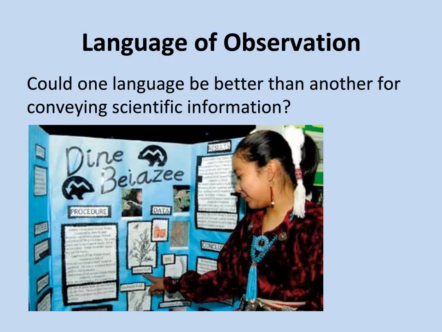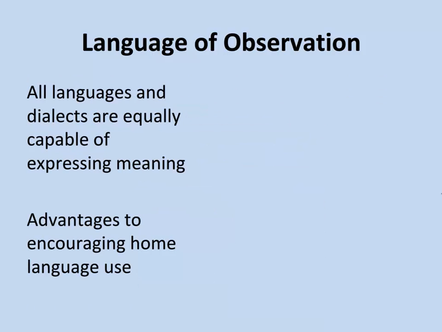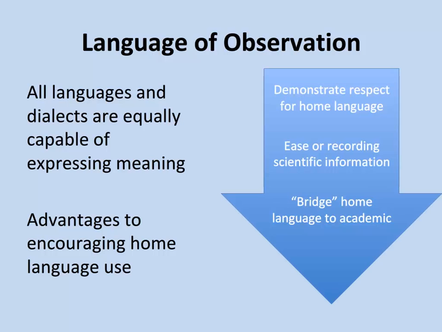Just as English speakers borrowed the terms rocket, parachute, and jet from French speakers, so too can Navajo speakers incorporate these words into native ways of speaking. Because all languages and dialects are equally capable of expressing meaning, making expert, sophisticated observations is a transferable skill. There are some advantages of promoting the use of all languages and dialects at this stage of the inquiry process. By doing so, teachers demonstrate respect for students' home languages and cultures.